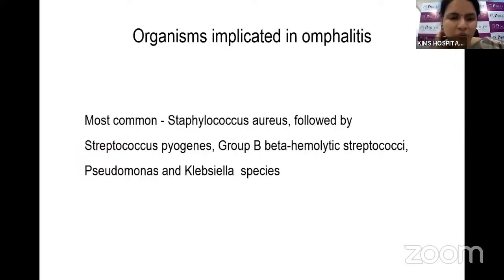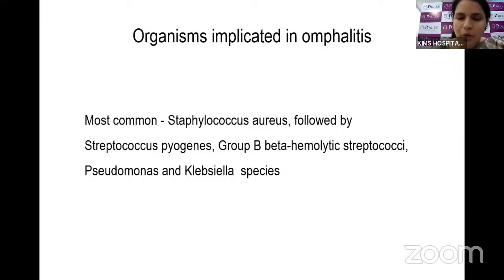Now, again, in omphalitis, the most common organisms would be Staphylococcus aureus, which tops the list here and is gram-positive, followed by Streptococcus pyogenes and group B beta hemolytic streptococci. There is also a proportion of omphalitis that is caused by gram-negative organisms, particularly Pseudomonas and Klebsiella. So when we talk of Staphylococcus aureus, we already saw that up to 56% of Staphylococcus aureus in India can be methicillin resistant or MRSA. So this needs to be kept in mind when we are dealing with a sick baby with omphalitis, where straight away we may have to think of something that covers MRSA, which would be vancomycin.